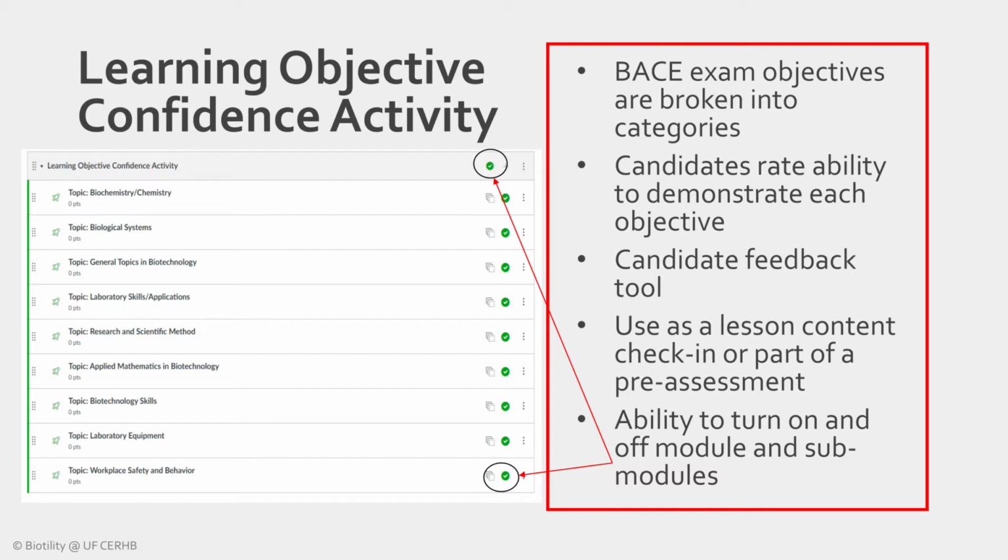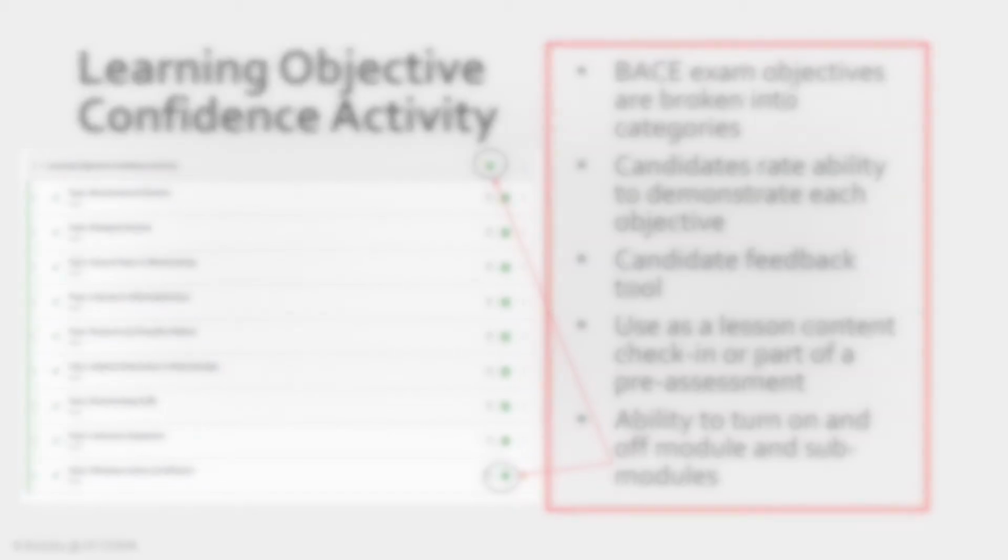Note, you have the ability to turn on and off the modules. So if you want to check in 3 months later to see how they feel about content they learned 3 months ago, you can also do that. And so you can kind of turn that on and off depending on where you think you're at and what you want to learn from your students and how confident they feel about the objectives.